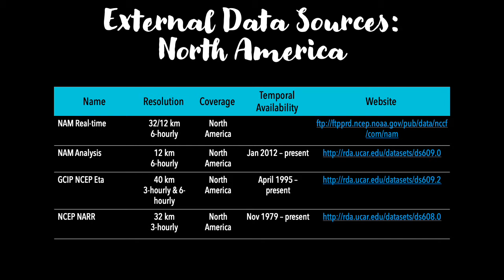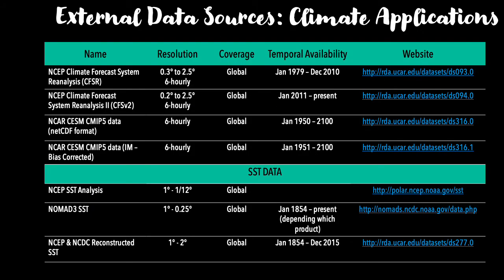This chart is just like the previous one, but these data sets only cover North America. Again, this chart setup is the same, but these data sources are geared toward climate applications, which are simulations spanning many, many years or decades. Climate data almost always comes in NetCDF format, so once you download it, you'll need to convert it to intermediate format to be run through the MetGrid program. I'll discuss this process a bit later.